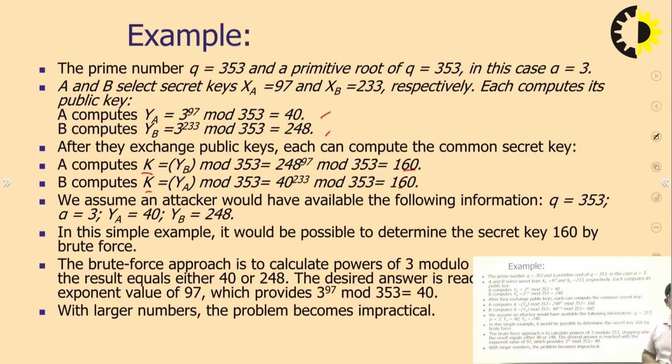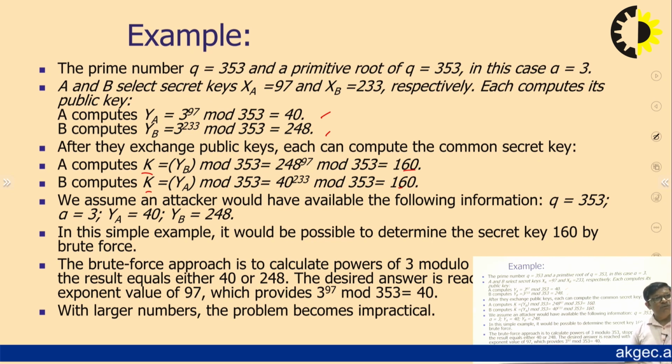And we assume an attacker has available q equal to 353, a equal to 3, YA equal to 40 and YB equal to 248. Then in this simple example, it would be possible to determine the secret key by a brute force algorithm. So this is the drawback of this algorithm.